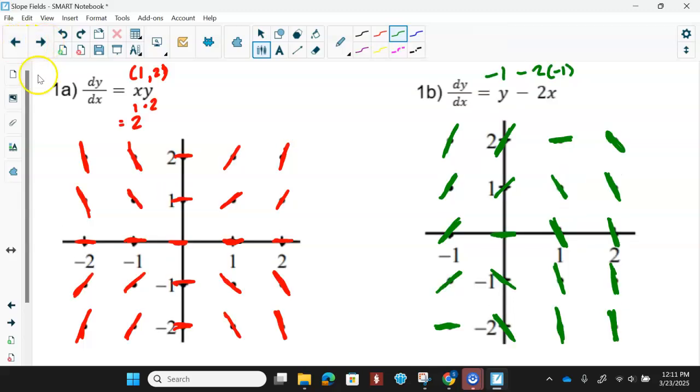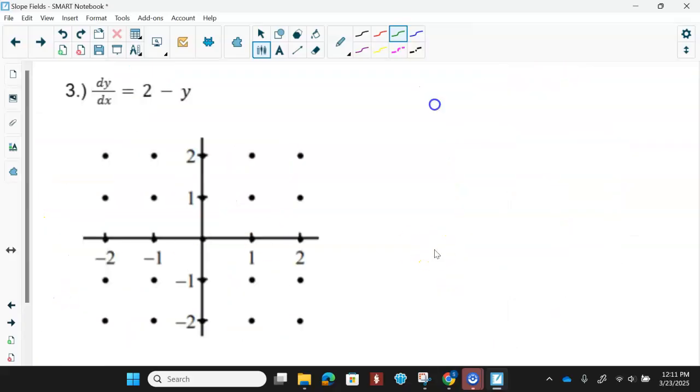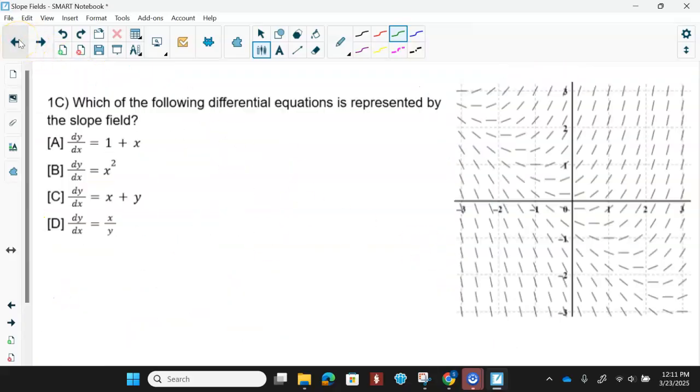Oops, sorry about that. Hold on one second. I realized I think there was one more here I was going to try and do with you guys. There it is. Sorry, I got the problems out of order. So here, let's take a look at this one. Which of the following is represented by the slope field?